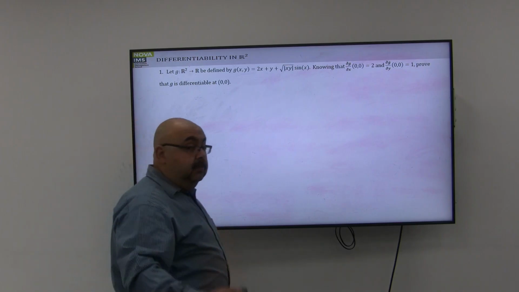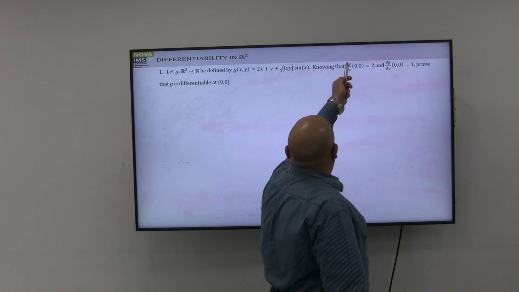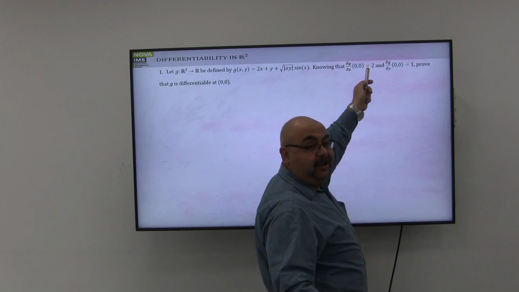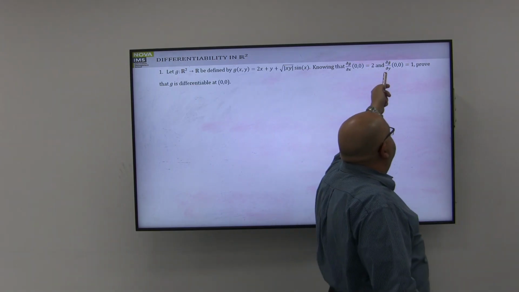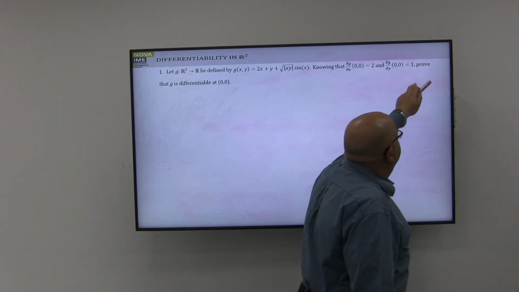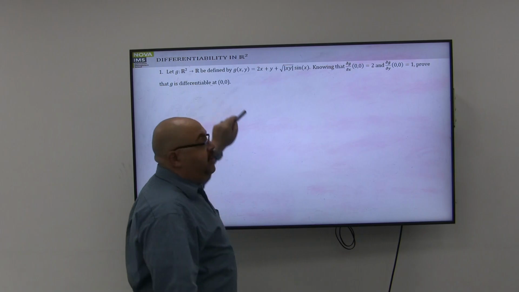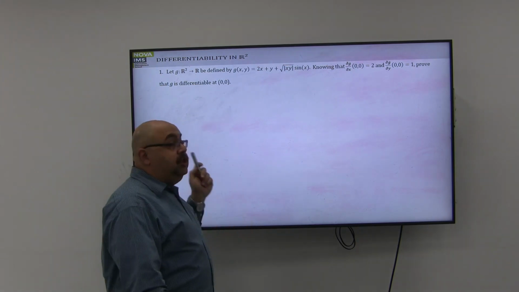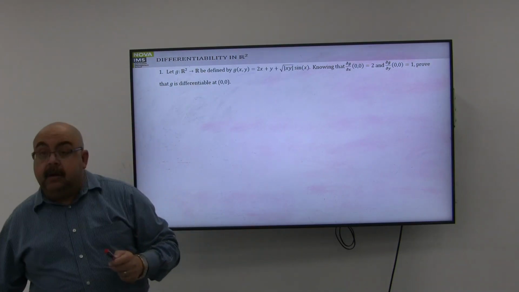Knowing that the partial G, partial x at the origin is equal to 2. I'm giving it to you directly. And partial G, partial y at the origin is equal to 1. I want you to prove that G is differentiable at the origin. How to prove that G is differentiable at the origin?